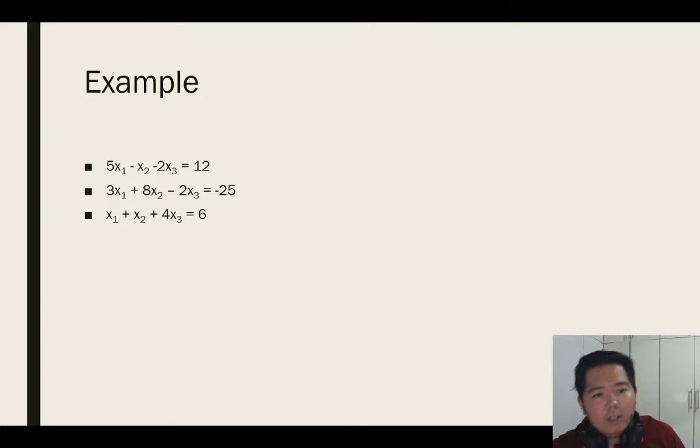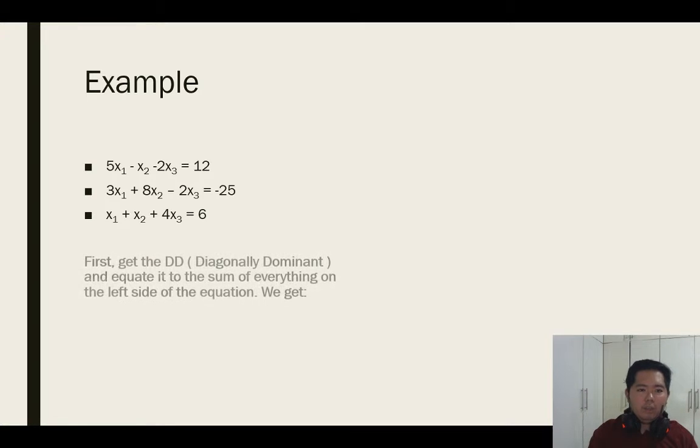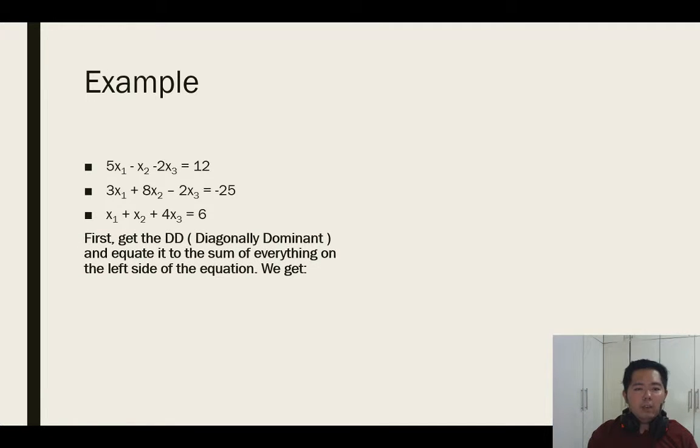So we have three equations. The first equation is 5x1 minus x2 minus 2x3 equals 12. 3x1 plus 8x2 minus 2x3 equals negative 25. And x1 plus x2 plus 4x3 equals 6. First, we are going to check the DD, or diagonally dominant, by comparing the diagonal coefficient to the sum of the other coefficients on the left side of the equation.